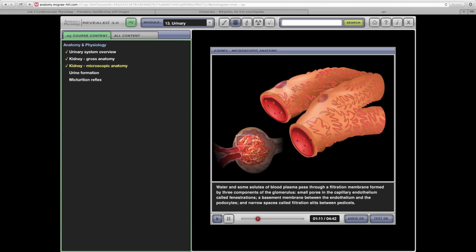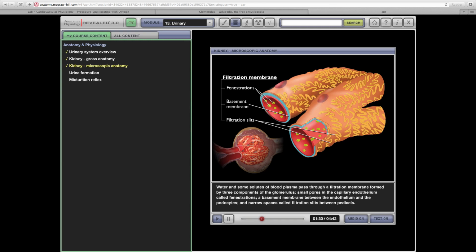Water and some solutes of blood plasma pass through a filtration membrane formed by three components of the glomerulus: small pores in the capillary endothelium called fenestrations, a basement membrane between the endothelium and the podocytes, and narrow spaces called filtration slits between pedicels.